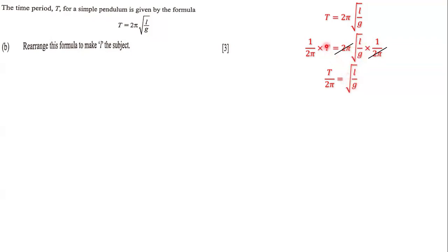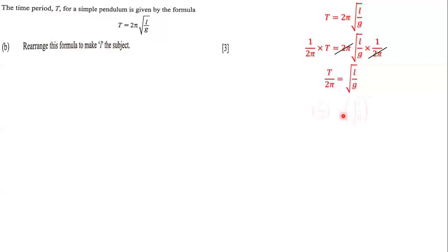Next we have t times 1 over 2 pi. And we multiply t times 1, which gives us t. So we have t over 2 pi. And so here we have t over 2 pi is equal to the square root of L over G. And we have to get rid of this square root sign.